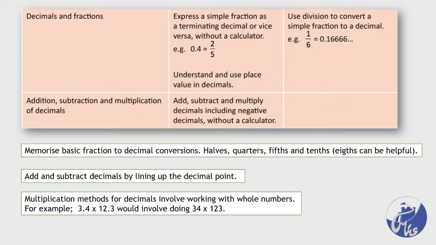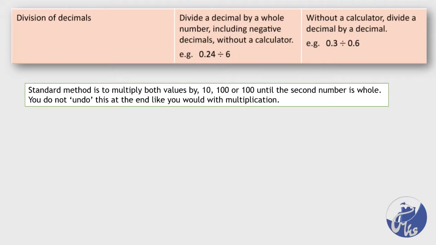The division of decimals is what comes up next. So with division, as long as you multiply both values by the same power of 10, so 10, 100 or 1,000, you want to make sure you do that so that at least the second number in the division is a whole number. That will make this a lot easier.